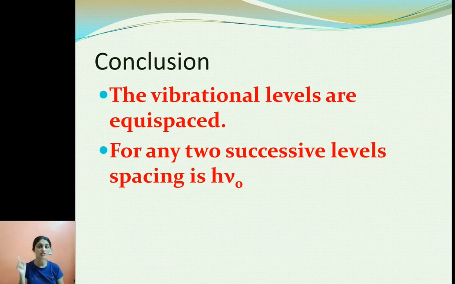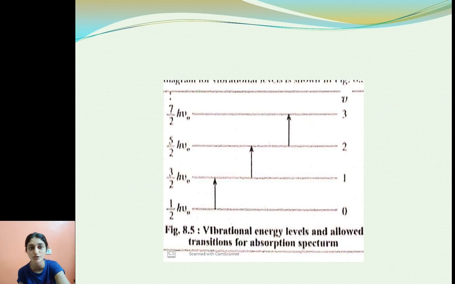Remember that rotational energy levels are not equispaced, but the vibrational levels are equispaced, and for any two successive levels, the spacing between them is h nu 0. Here you can do 3 by 2 h nu 0 minus half h nu 0, and you will get h nu 0. Here if you do 5 by 2 h nu 0 minus 3 by 2 h nu 0, you will again get h nu 0, and so on.